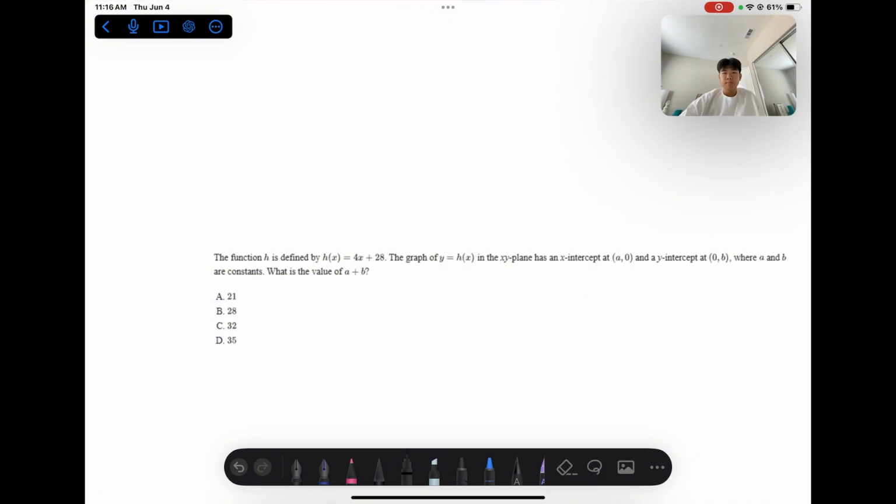But let's just calm down. Just start with the basics, right? We have a function, and we're trying to find the x and y intercepts. Do we know how to find the y-intercept with a given function? Yes. In this case, what is it? It's just 28. So then b is 28. Okay, how do you find the x-intercept though? I don't know how to find the x-intercept.